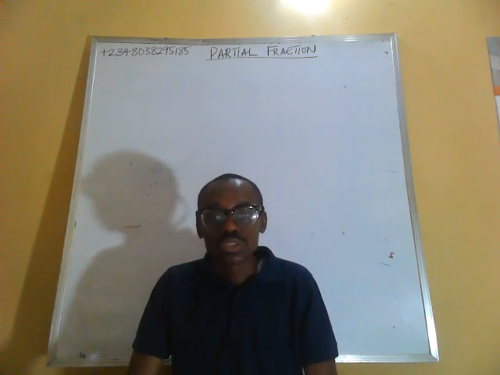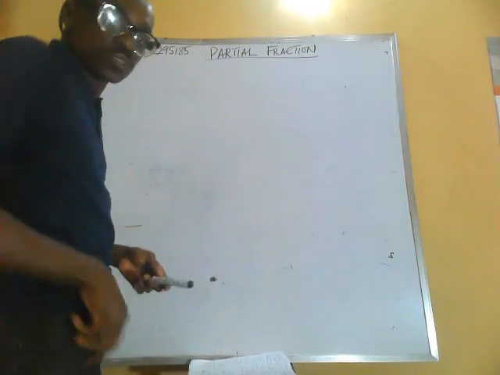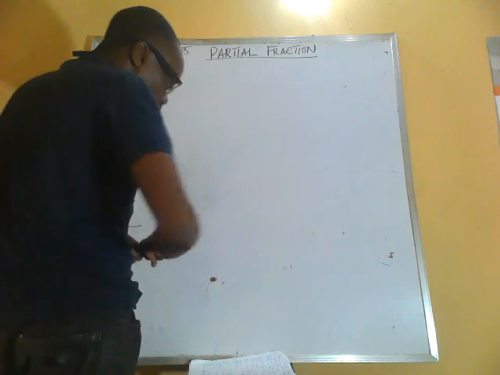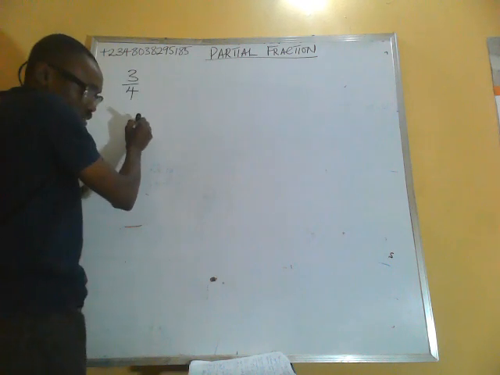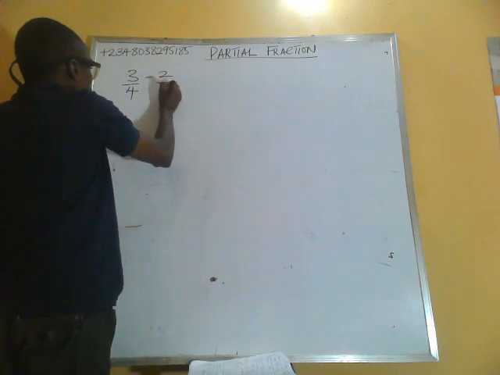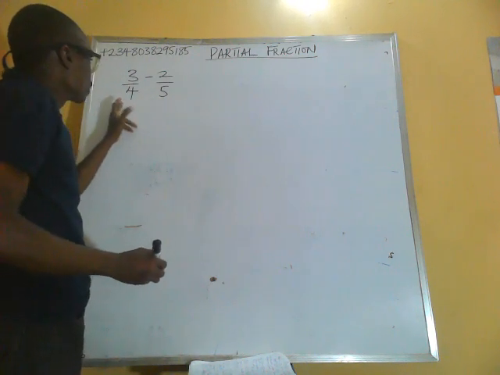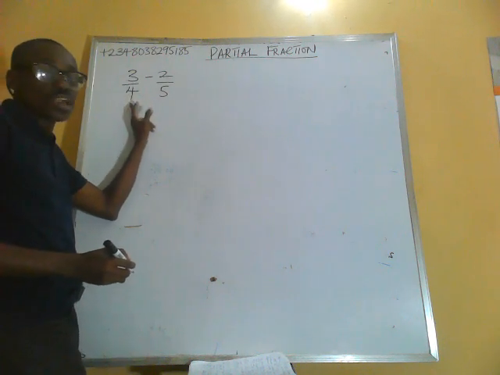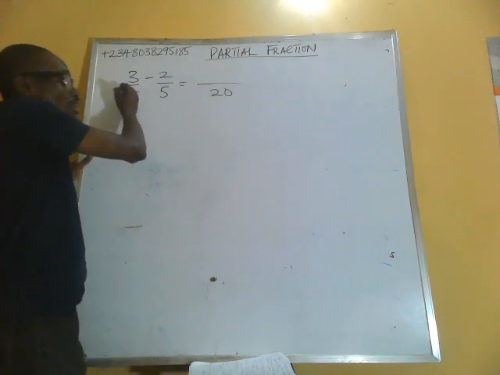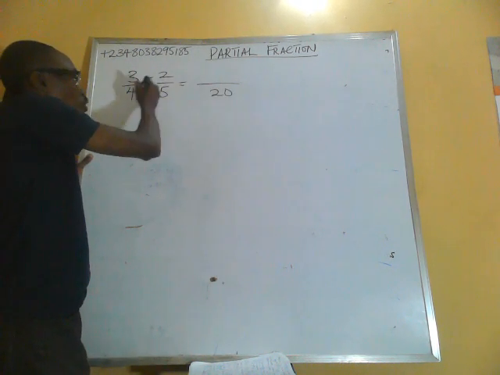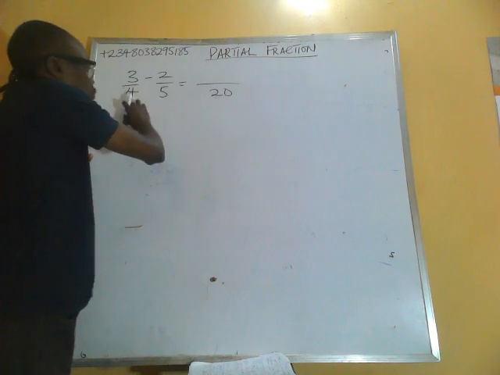So we're going to start right away. If we have a fraction such as 3 over 4 minus 2 over 5, we can simplify this fraction by taking the LCM of 4 and 5, which is 20. How many times does 4 go in 20? That is 5 times. So 4 in 20 is 5.